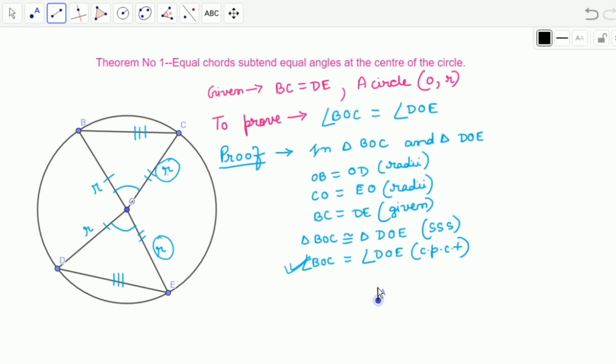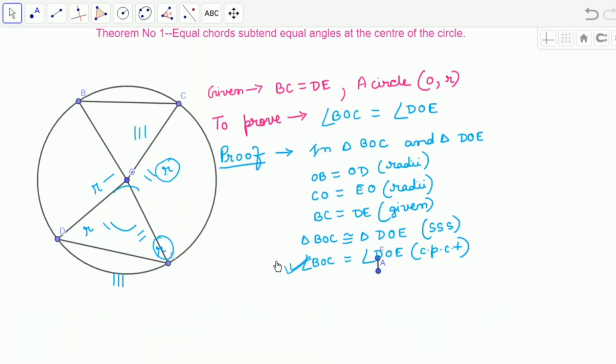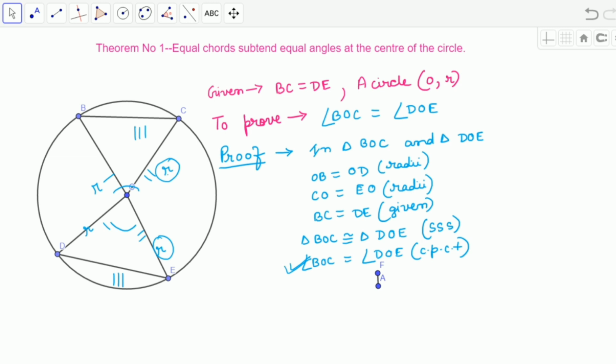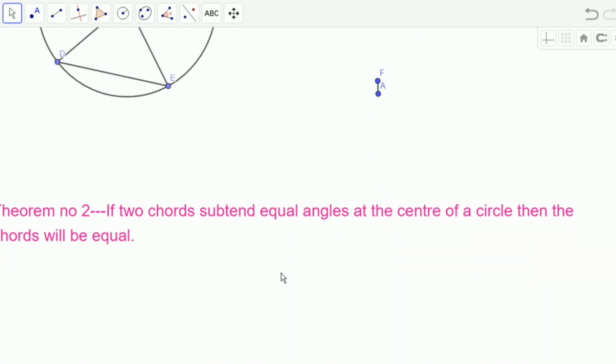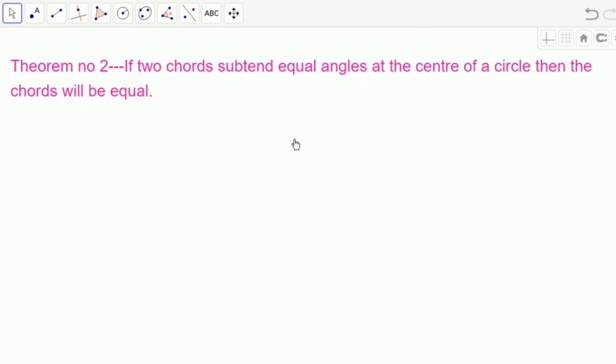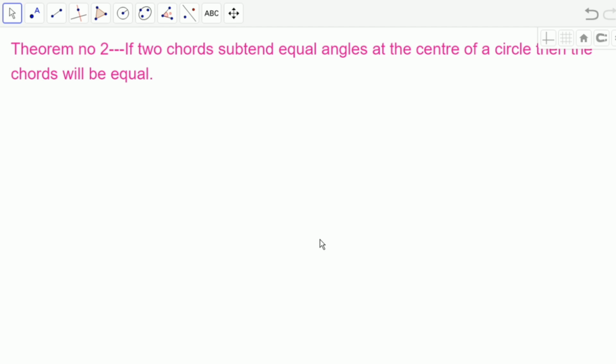So let's move forward. Let's erase it first. Okay, now let's move forward. Next theorem. Theorem 2 says if two chords subtend equal angles at the center of the circle, then the chords will be equal. Let's draw the diagram.